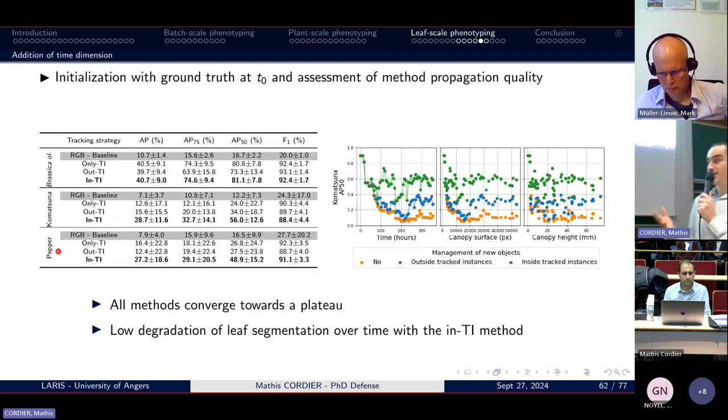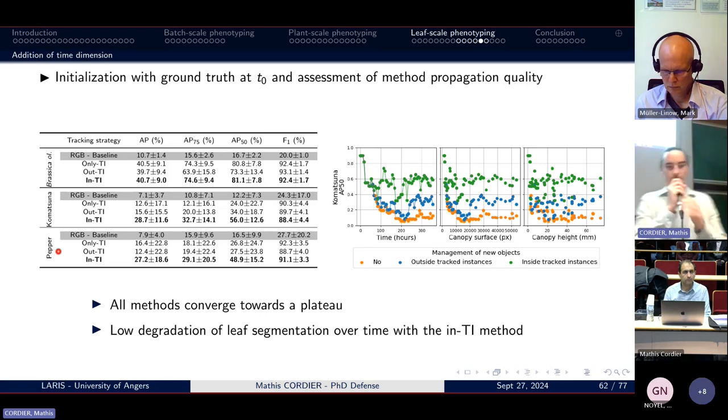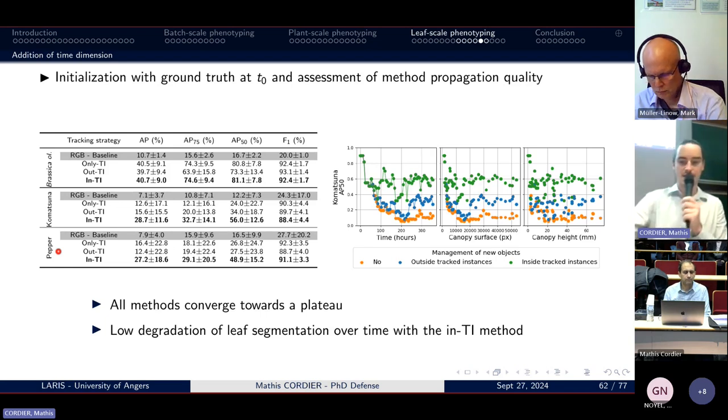Once again, we have to put this into perspective with time. We can see here that all the methods converge towards a plateau as soon as we have a sufficient growth stage. And we have a low degradation of the segmentation over time with the method detecting objects inside the tracked instances.